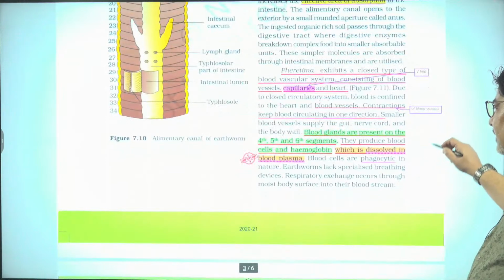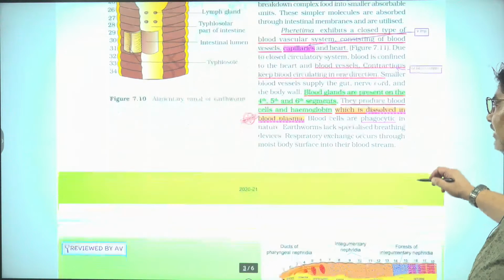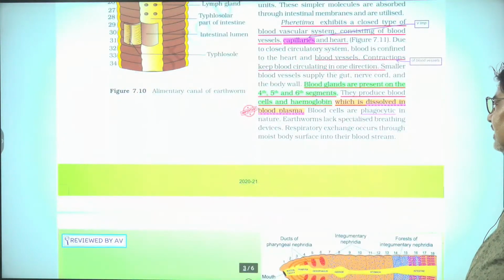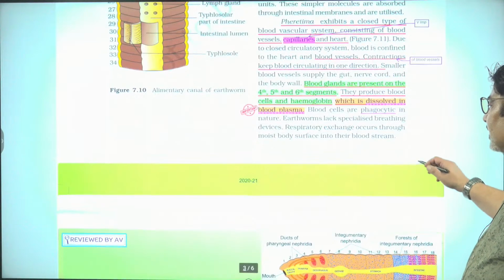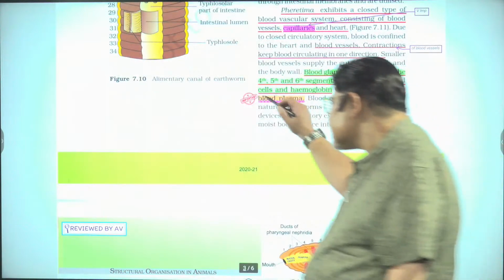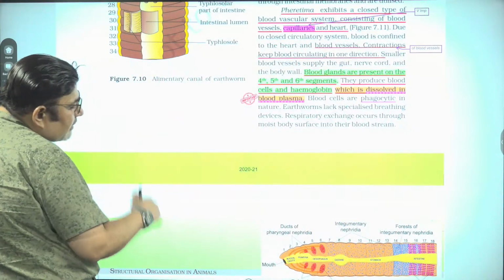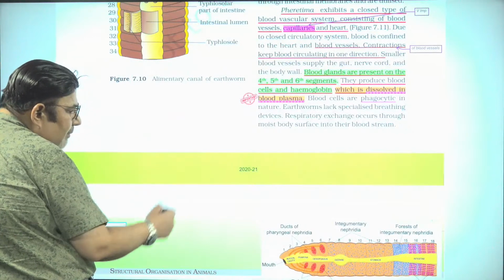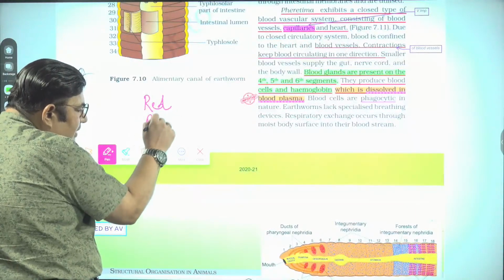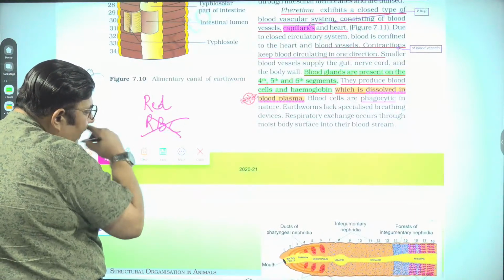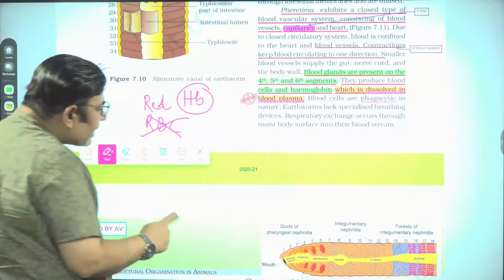Smaller blood vessels supply the gut, nerve cord, and the body wall. Blood glands are present in the 4th, 5th, and 6th segments. They produce blood cells and hemoglobin, which is dissolved in plasma. This is an animal without RBC, but the blood is red. Blood is red but RBCs are absent. Why? Because the hemoglobin is dissolved in plasma, so RBCs are not present.